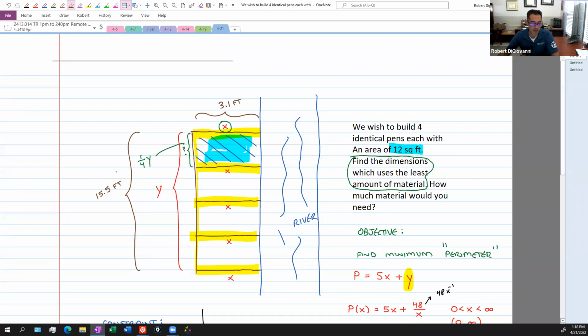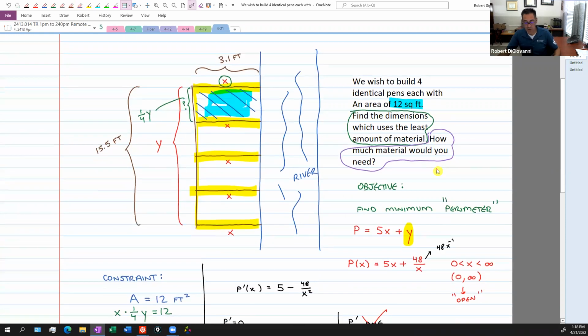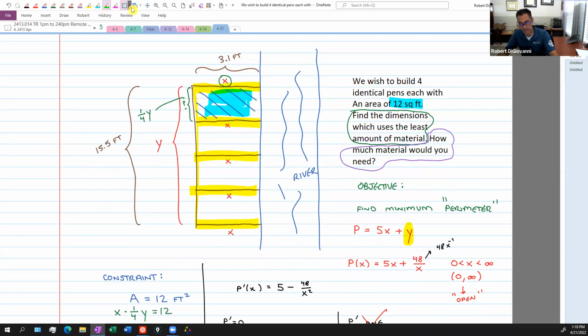Okay. If I do it that way, I will use the least amount of material. The second part of the question asks, how much material would you need? So I need to actually figure out how much fence that is, right? Which is actually the original objective. The objective was the perimeter function. If I replace x with 3.1 and y with 15.5, that will tell me the total amount of fence, the perimeter that I'm going to need.